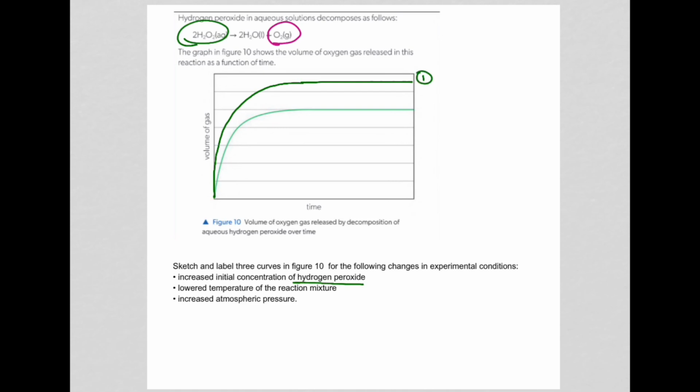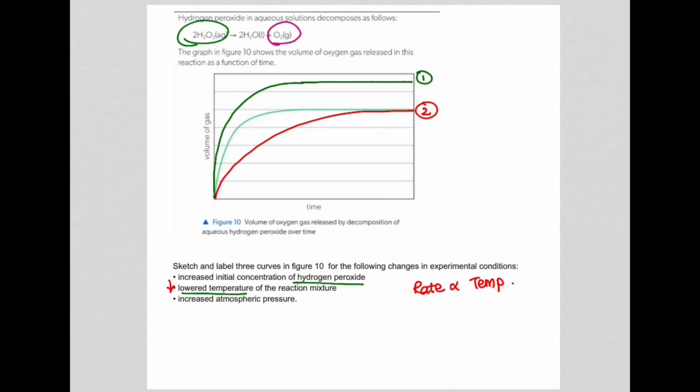Then the second one, lower temperature. Lower the temperature, you are not going to change the amount of product that you get. The amount of product stays the same. You will only reduce the rate because rate is directly proportional to temperature. Right, so lower temperature, rate lowered, but you get the same amount of product. So the graph will join the initial graph. So this will be number 2.